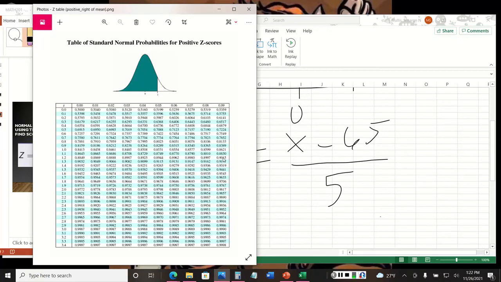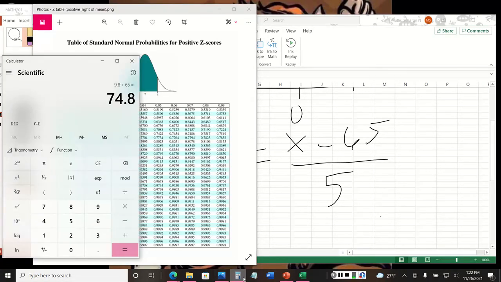We know that 0.9015 is 15 away, and 0.8997 is only 3 away. The way I'm doing that is I'm just subtracting 0.8997 from 0.9000, and I'll put that in the calculator just in case you don't understand. I'm taking 0.900 because that's the 90th percentile, and I'm subtracting 0.8997 because that's what's in the table.